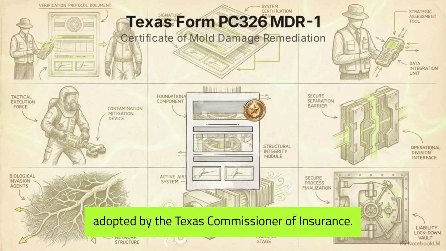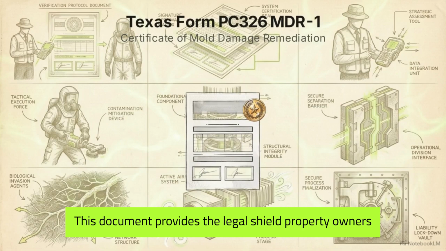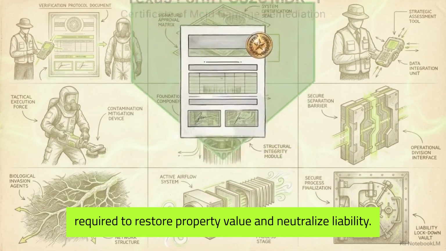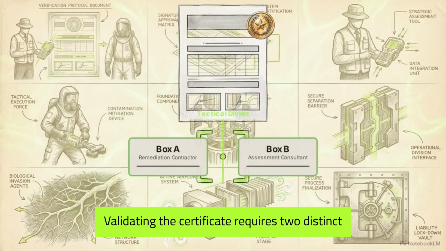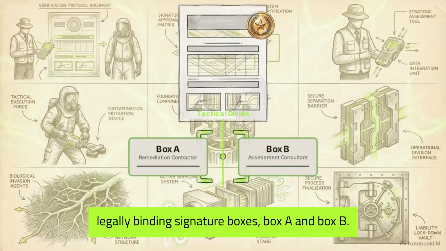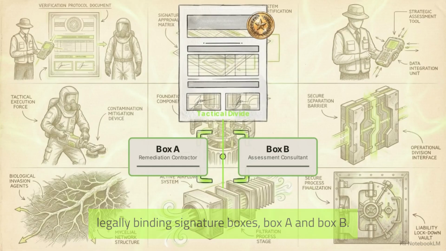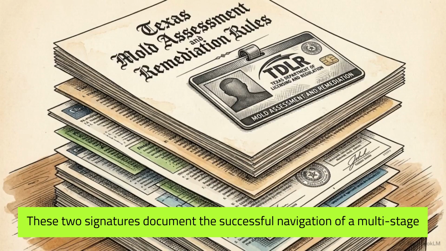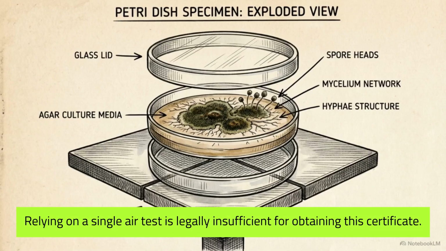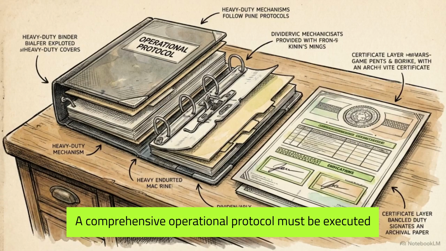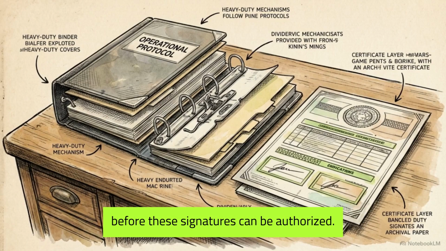Adopted by the Texas Commissioner of Insurance, this document provides the legal shield property owners require to restore property value and neutralize liability. Validating the certificate requires two distinct, legally binding signature boxes, Box A and Box B. These two signatures document the successful navigation of a multi-stage operational matrix enforced by the Texas Department of Licensing and Regulation. Relying on a single air test is legally insufficient for obtaining this certificate. A comprehensive operational protocol must be executed before these signatures can be authorized.